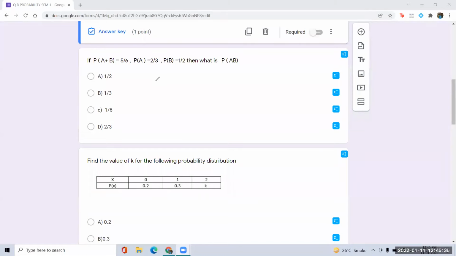Next problem. If probability of A plus B is 5 by 6, probability of A is given as 2 by 3 and probability of B is 1 by 2. Then what is probability of AB? Understand this, that probability of AB is nothing else but probability of A intersection B. Now I'm using the addition theorem here, which says probability of A plus B is equal to P of A plus P of B minus P of A intersection B. This is the statement of addition theorem.